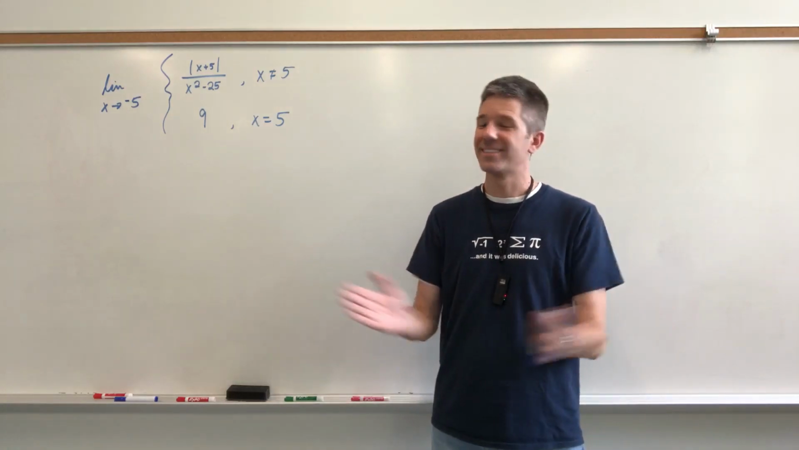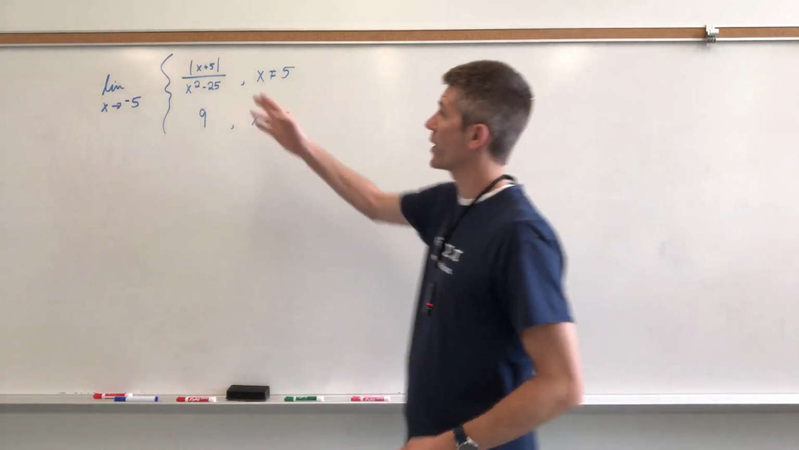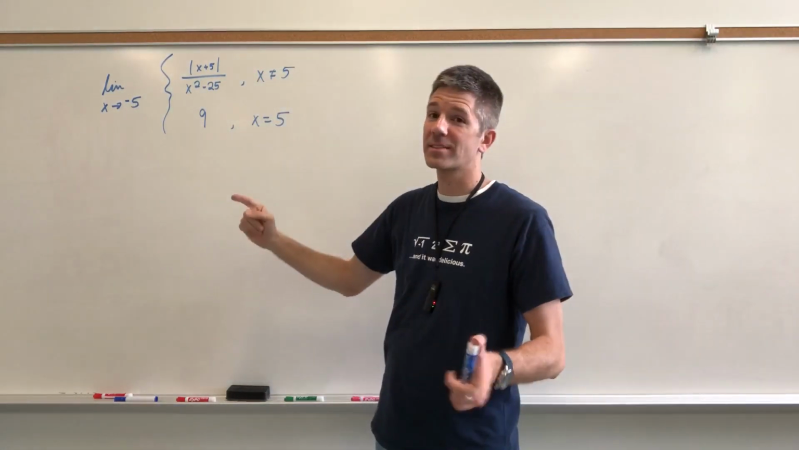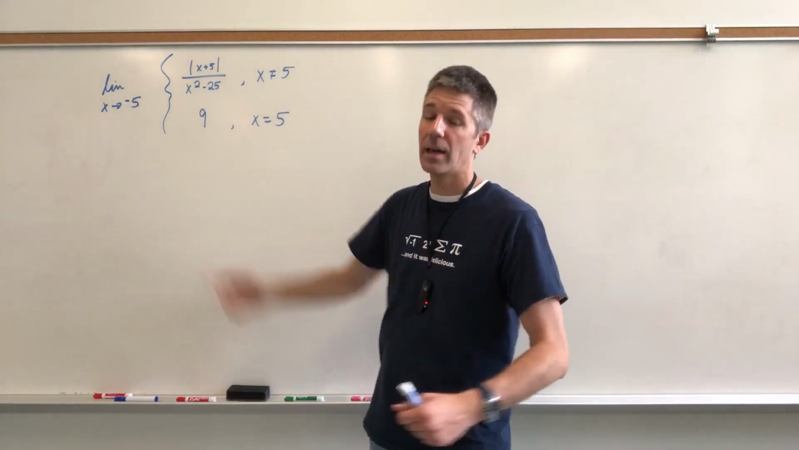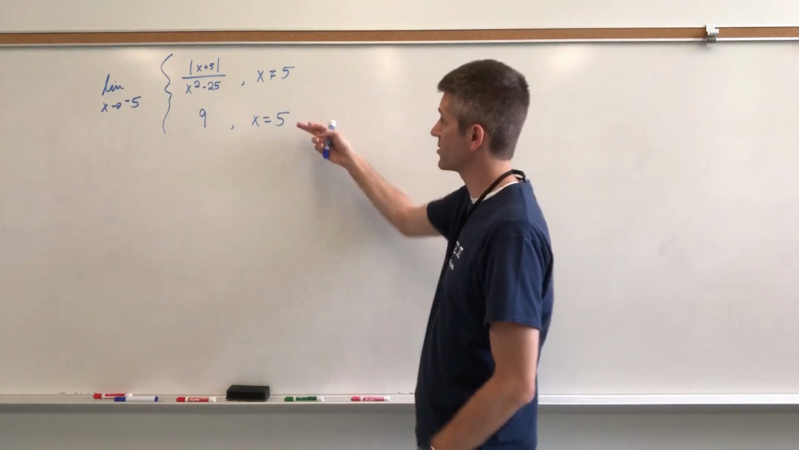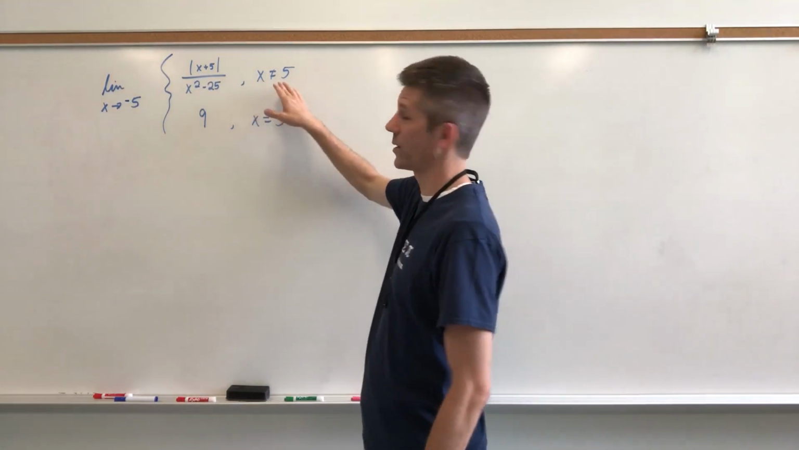We have a tricky one, and here it is. We have a piecewise function that has an absolute value in part of it for all the values of x that are not equal to 5, and for all the values of x that are equal to 5, it's equal to 9. We want to know what happens as we approach negative 5, okay, which has nothing to do with this 5. It has everything to do with things that are, well, not equal to 5.